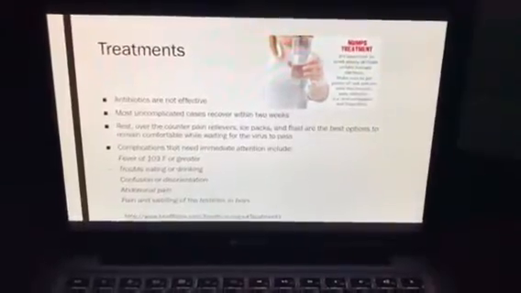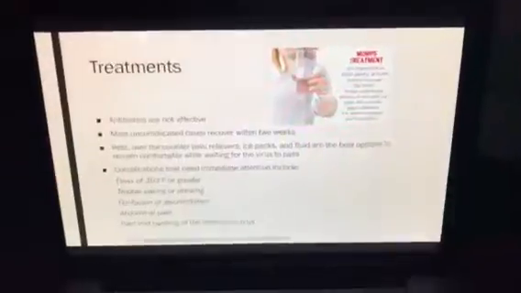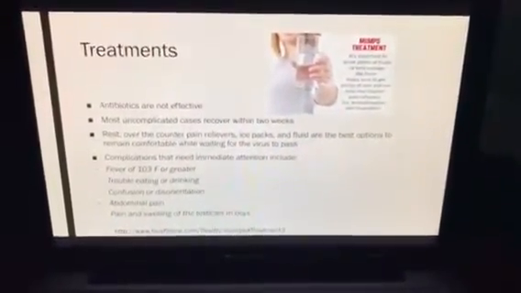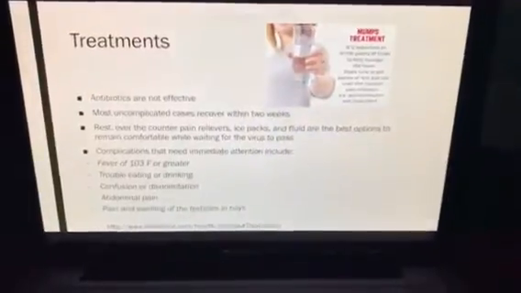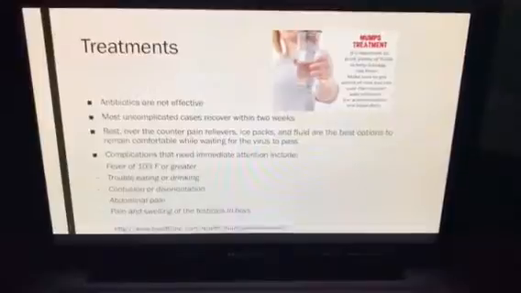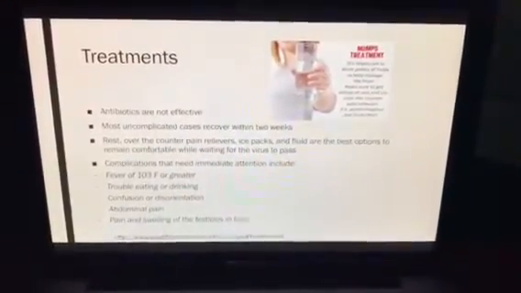The only time that you would really want to make sure that you sought immediate medical attention would be if you acquired a fever of 103 degrees or greater, you had trouble eating or drinking, you had confusion or disorientation, there's abdominal pain, or there's pain and swelling of the testicles in boys that were past puberty.